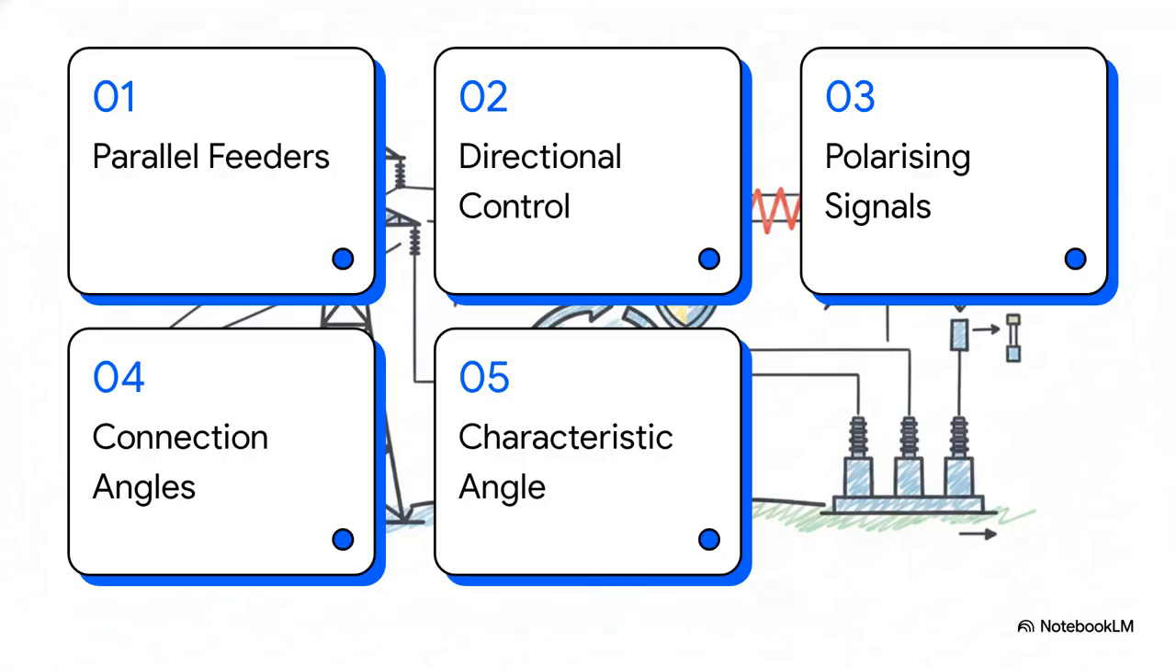Okay, here's our roadmap for the explainer. We'll start with the parallel feeder problem, move into the directional control solution, break down polarizing signals and relay connection angles, and finally, we'll wrap up with the relay characteristic angle.